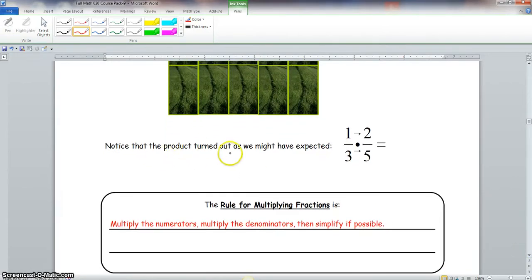It says, notice that the product turned out as we might have expected. We have 1/3 times 2/5. Now it says here the rule for multiplying fractions is multiply the numerators, so we'll take 1 times 2 is 2. Multiply the denominators, 3 times 5 is 15. Then simplify if possible. 2 and 15 have nothing in common. Even if we did the prime factorization, this would be 2 over 3 times 5. You have nothing that simplifies out, so it'll still just be 2 over 15. And that's it for that problem.